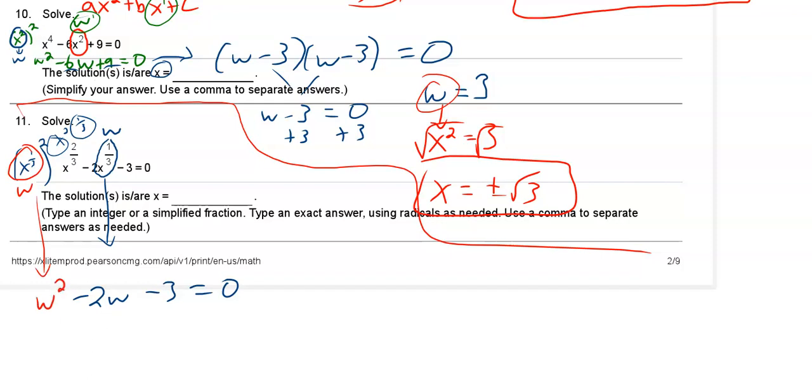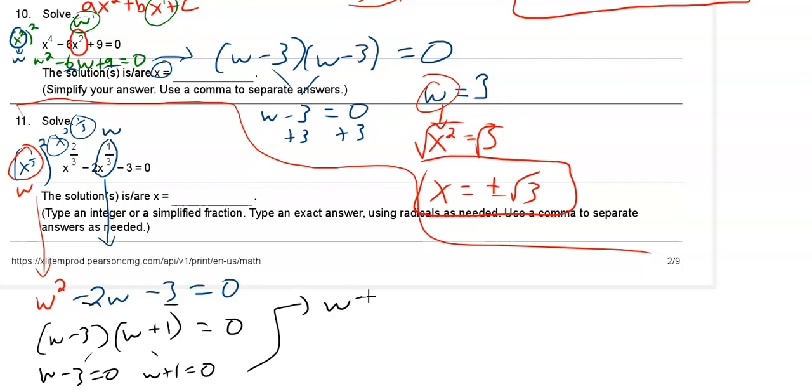Now to solve this equation, I could use the quadratic formula, but it's going to be a lot easier if we just factor it, since it can be factored. Two numbers that multiply to -3 and add to -2. We've already done this one. It's -3 and +1, still equal to 0. Set each factor equal to 0. You get w minus 3 equals 0, w plus 1 equals 0. And so what you end up with is w equals 3 and w equals -1. But again, we weren't trying to find w.